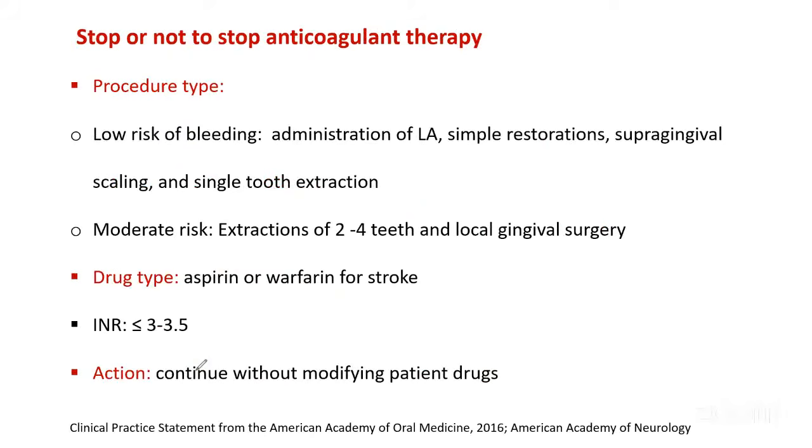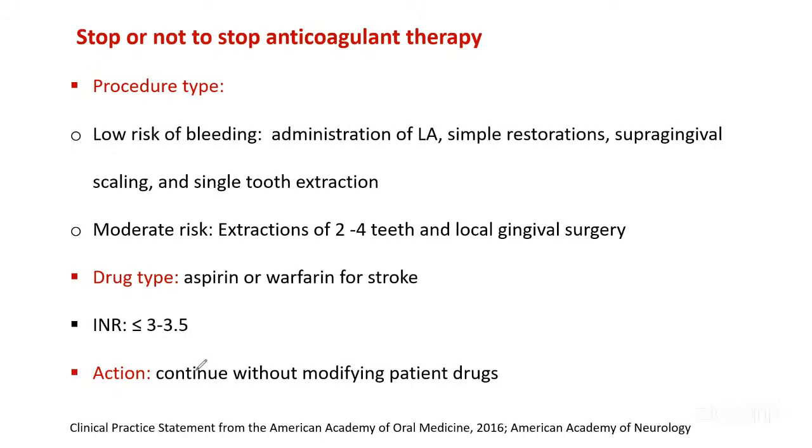So the question that we have is whether to stop or not to stop the anticoagulant therapy. Let's dig into details. Regarding procedure type, we have low risk of bleeding, such as administration of local anesthesia, simple restoration, supragingival scaling, or single tooth extraction. So the bleeding risk here is minimum. We have moderate risk if you are extracting 2 to 4 teeth or doing periodontal surgery. Patients might use different types of antithrombotics, such as aspirin and warfarin.